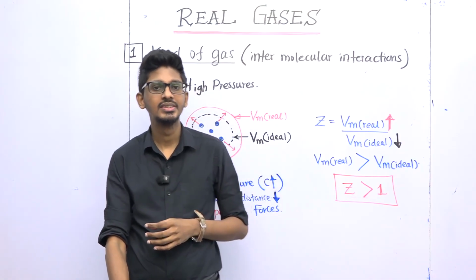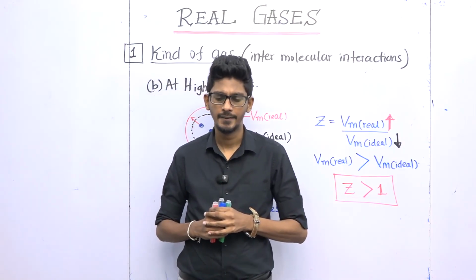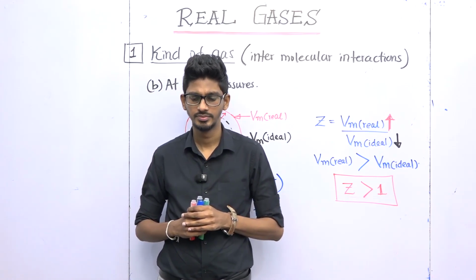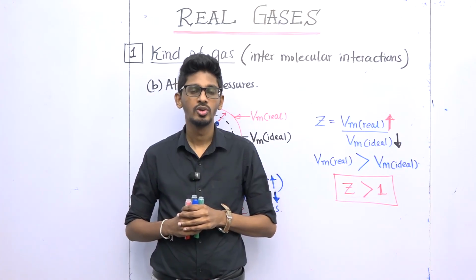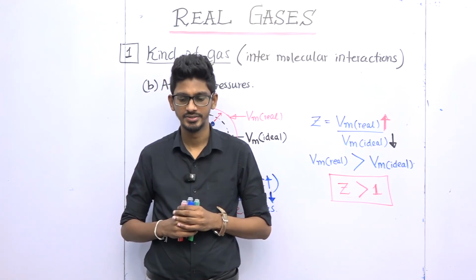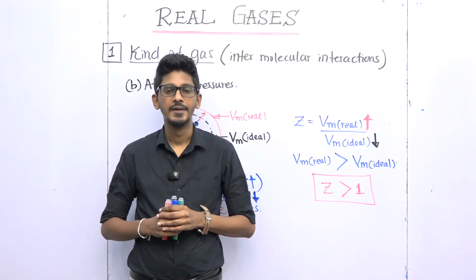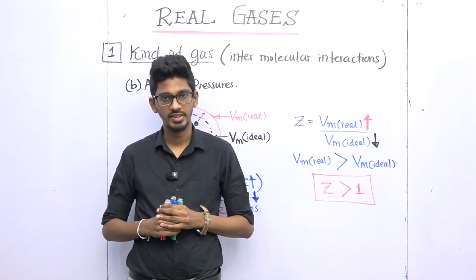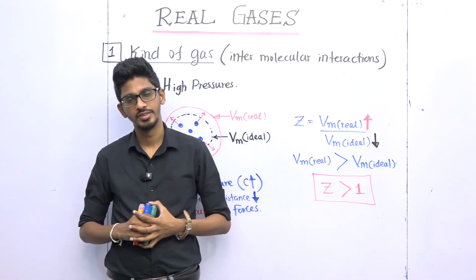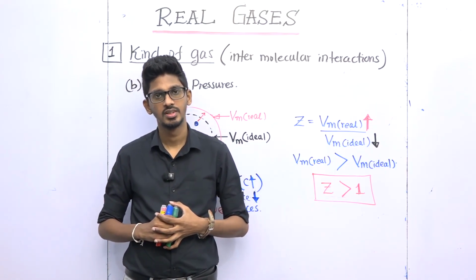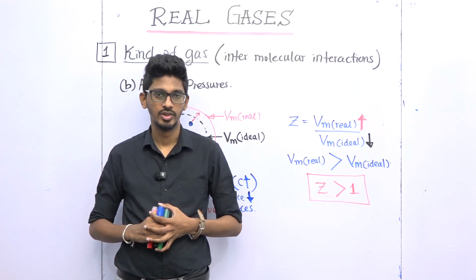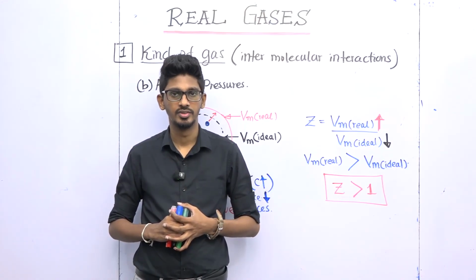When gas molecules are closer to each other, the electron clouds of gas molecules get closer, and then the repulsive forces get prioritized among gas molecules.